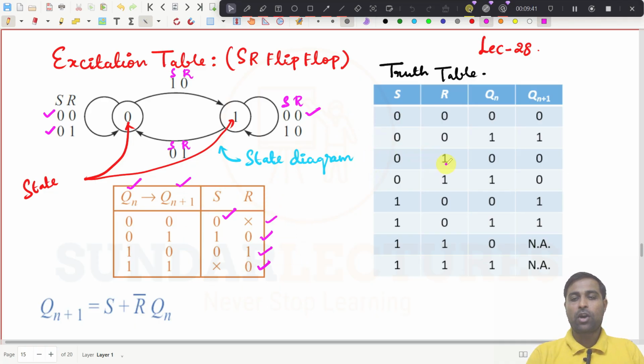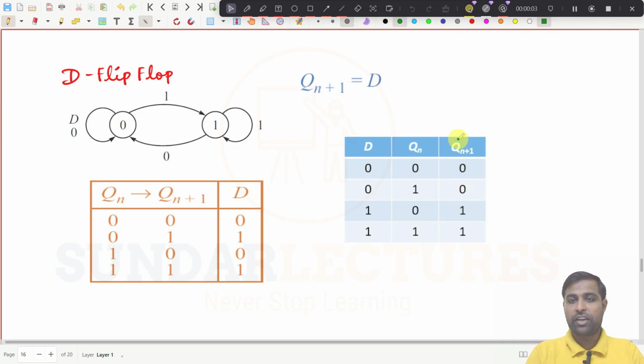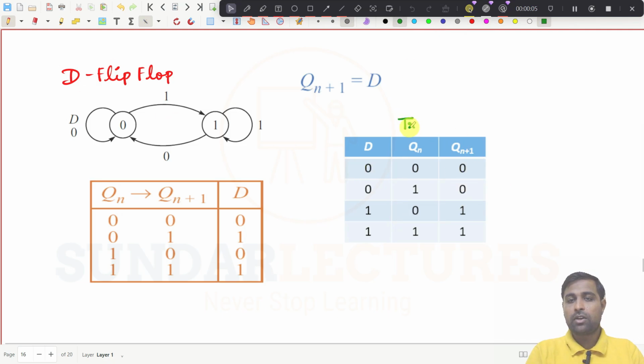We will move on to the next one now. You will see here we have come to the D flip-flop now, and we know this is the truth table.